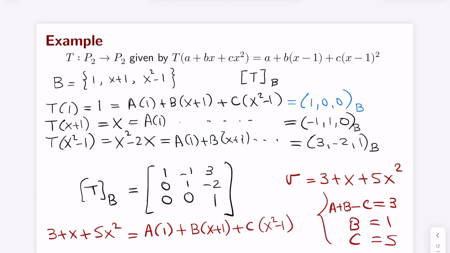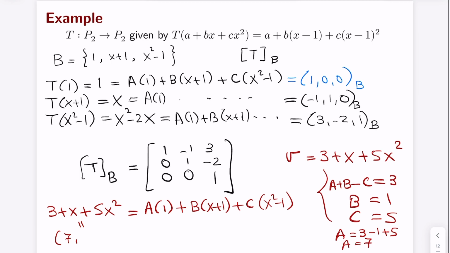So solving this, a is equal to 3 minus 1 plus 5, that makes 7. And so to express the vector b in this space is to write it as the vector 7, 1, 5. So that will be the vector b expressed in the base B.